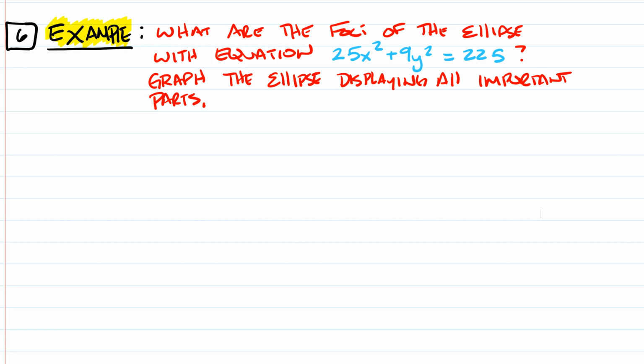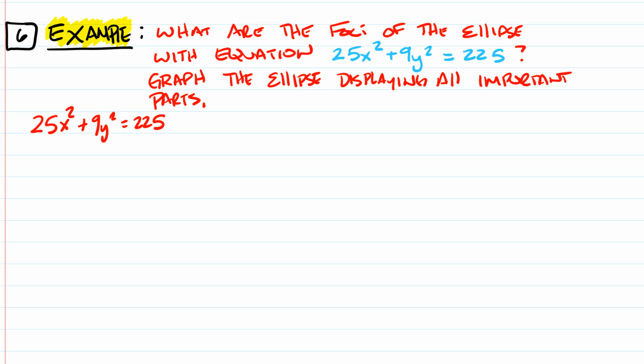Okay, box number 6 says, what are the foci of the ellipse with the equation 25x squared plus 9y squared equals 225? And then it says graph the ellipse and then display all the important parts. Okay, so if I start by saying, okay, 25x squared plus 9y squared equals 225.